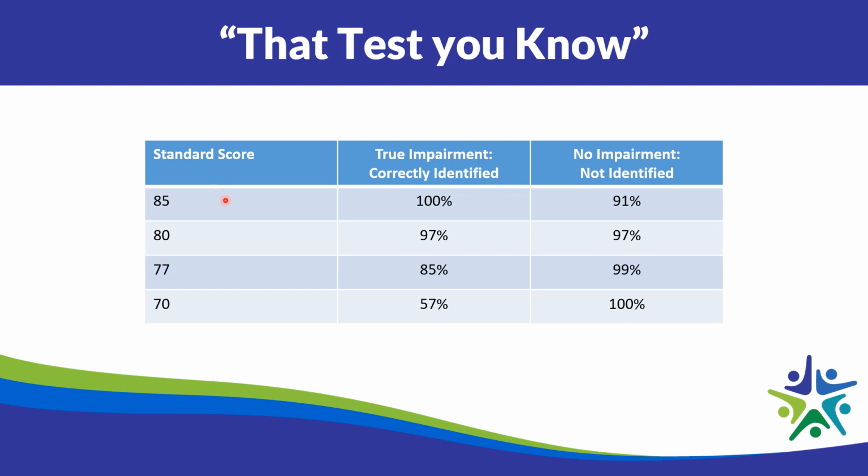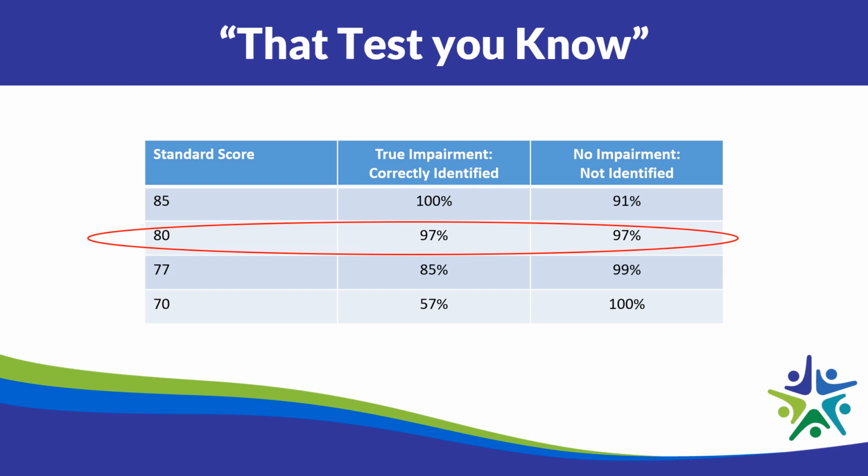85 is one standard deviation below the mean, 77 is 1.5, and so on. The two columns on the right show the sensitivity and specificity. When we look for the quote-unquote best cut score to use, we typically look for the best compromise of sensitivity and specificity. That is, how we correctly identify children with impairments and don't identify children who do not have impairments. Here, we see that a cut score of 80 gives a nice compromise with the numbers.